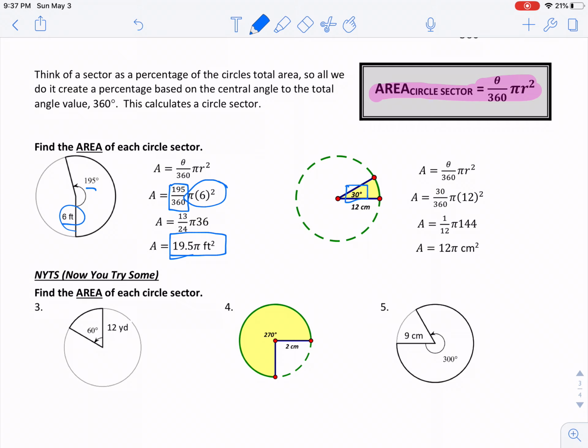For the second one, angle is 30. So 30 over 360. Radius is 12. So pi times 12 squared, or 144 pi is our whole area. Multiply that by the fraction, which is 30 over 360, which reduces to 1 over 12. When we simplify that all down, we get 12 pi centimeters squared. Let's do one more.